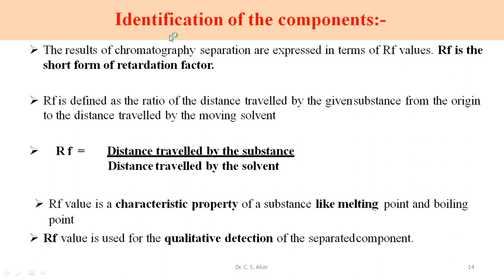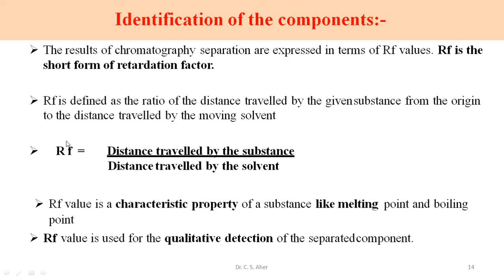Last is the identification of compounds. For that, the results of chromatography separations are expressed in the form of the RF value. What is this RF? RF is the short form of retardation factor, R for retardation, F for factor. What is the retardation factor? RF is defined as the ratio of the distance traveled by the given substance from the origin to the distance traveled by the moving solvent.